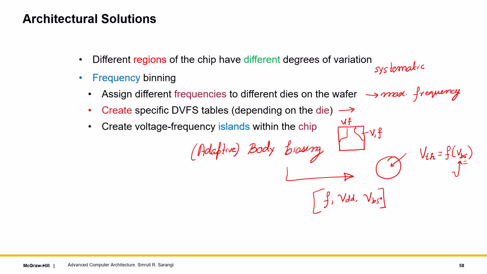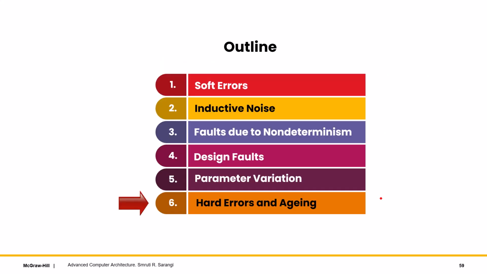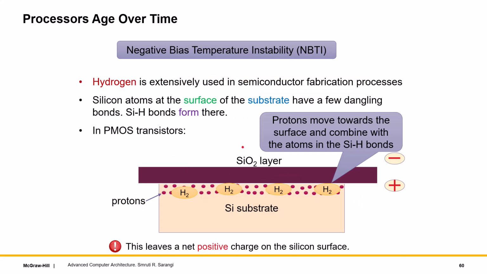parameter variation has created. So coming to hard errors and aging, we need to understand that processors age over time the same way human beings age, albeit in a somewhat very complicated fashion. So we look at by far the most common aging mechanism as of today, which is negative bias temperature instability.